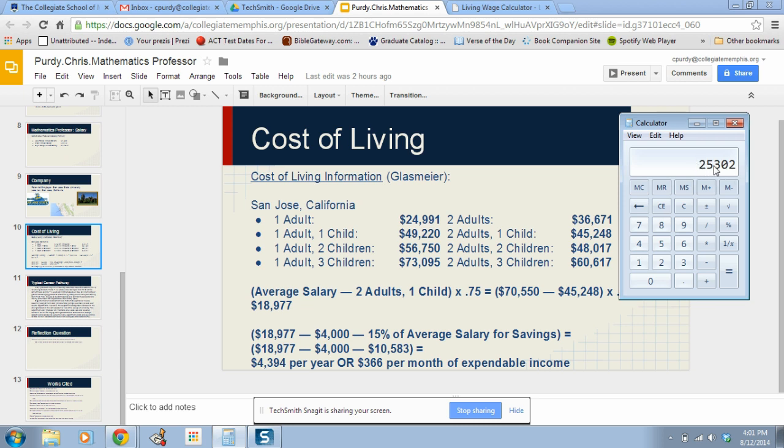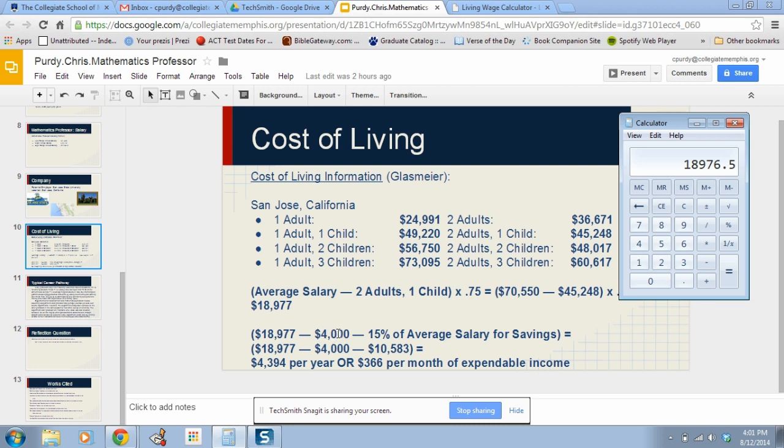because that will take out the 25% approximate tax rate that is a realistic tax rate that you will have to pay from your salary each year. Now, once I multiply times 0.75, that gives me $18,977 if you round it, and that's where I got this figure here, $18,977. Now the next stage in your calculations, everyone must take that number, in my case $18,977, and everyone must subtract a flat $4,000.